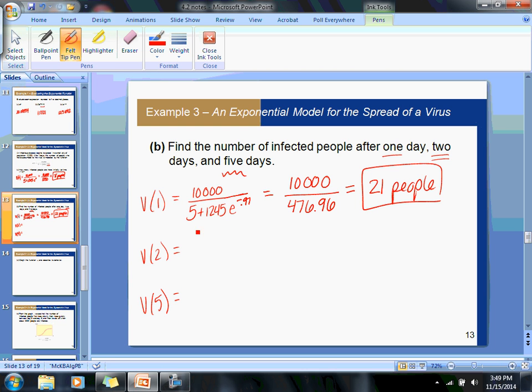For V of 2, again, we'll have 10,000 over the 5 plus 1245 times e to the, now this was negative 0.97 times 2, so that's going to be negative 1.94. So I'm doing that simplification as I'm substituting it in. Then you do e to that power, get an answer, multiply it by the 1245, get an answer, then add the 5. And you should get 183.91. And that should get you about 54 people when you divide.